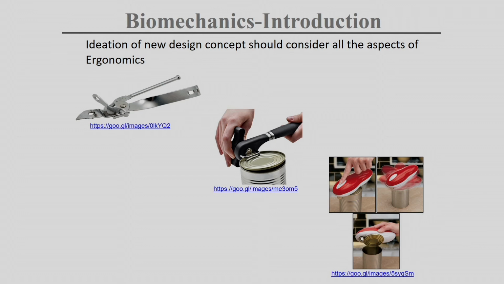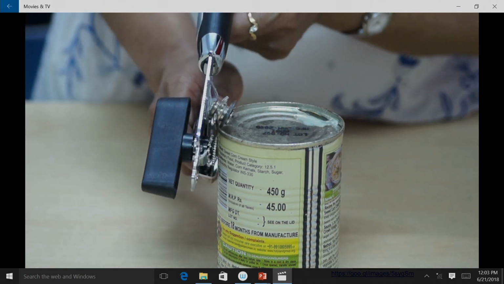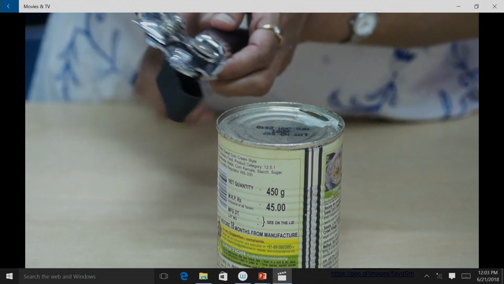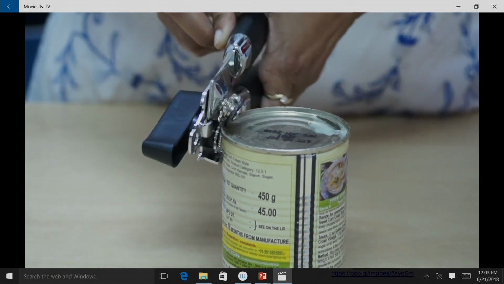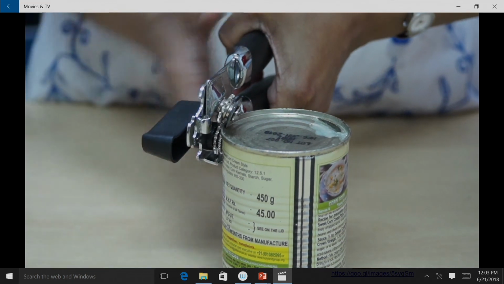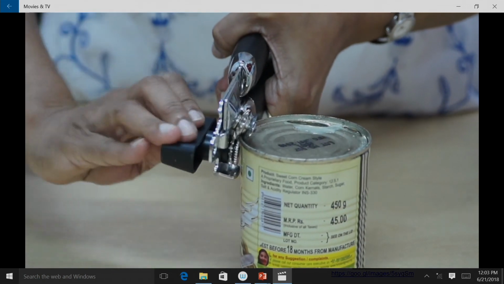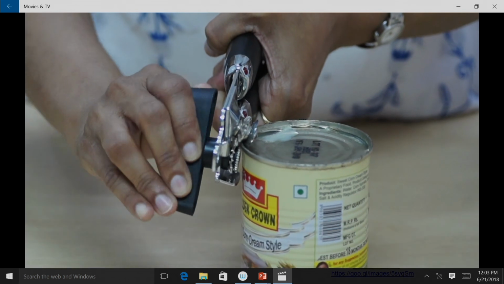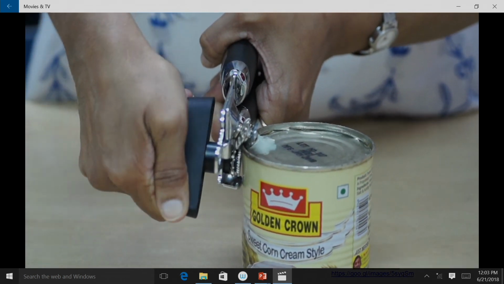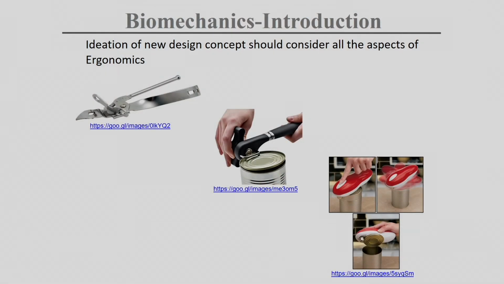So, let us first run a video. Here you can see one product, a can opener, and we have one can. The person is trying to open the can, and once he has clipped this onto the can, he locked it, and then he is trying to rotate this thing throughout the edge of the can. That is the video we have seen here.